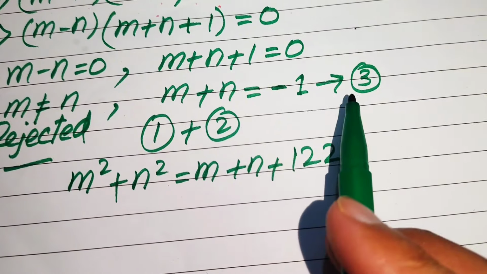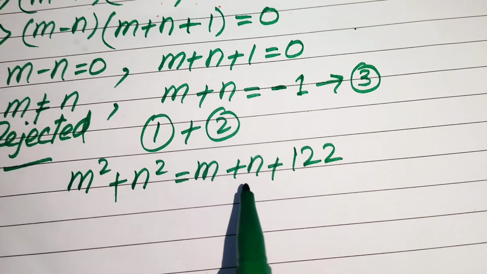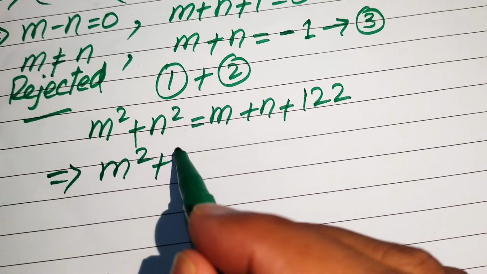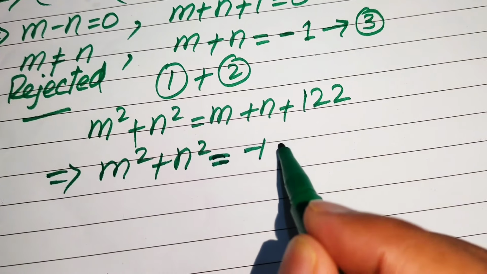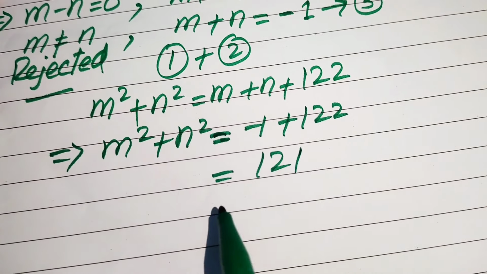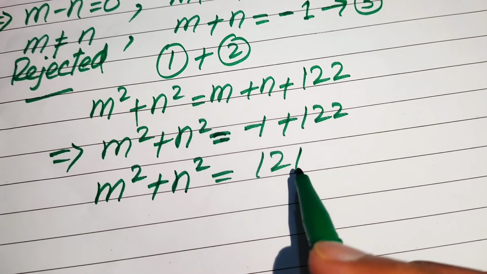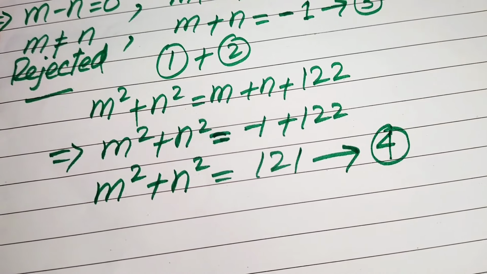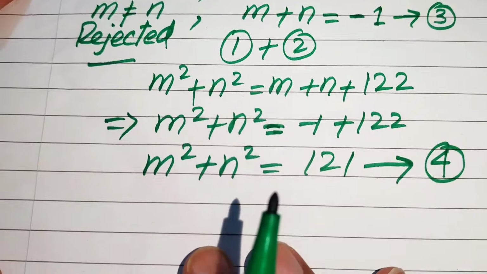Now from equation number 3 we have the value of m plus n is minus 1. We substitute this value here, and this implies that m square plus n square equals minus 1 plus 122, which implies 121. This is the value of m square plus n square, and now we call this equation number 4.